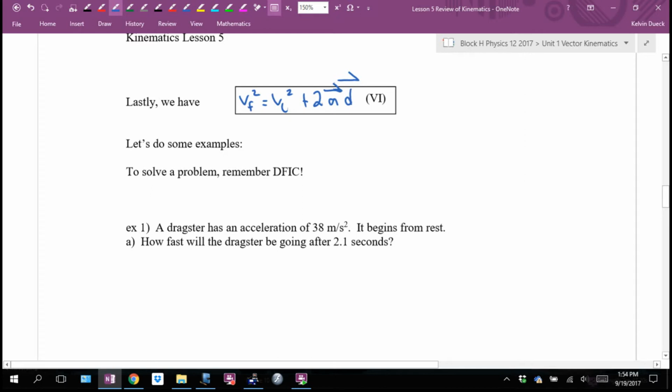The other acronym, and this is only a starting point. Most of us have moved well beyond that, but just to jog our memory, this acronym is called DFIC. And that stood for, if you're not sure what to do, start out by listing your data. What do they tell you? Then try and find a formula that has some or all of your data in it. Carefully insert the numbers and then calculate the answer.